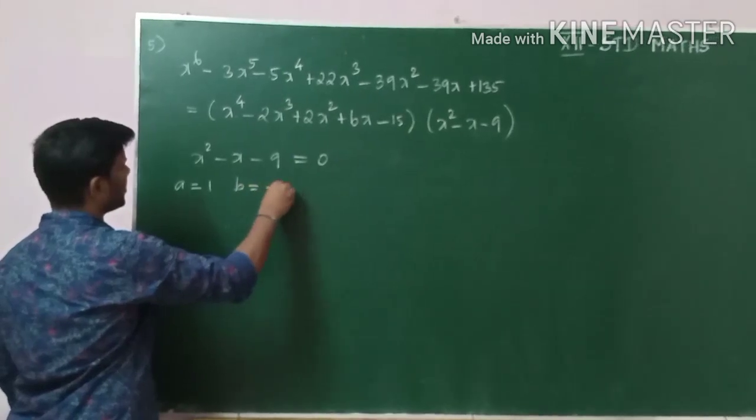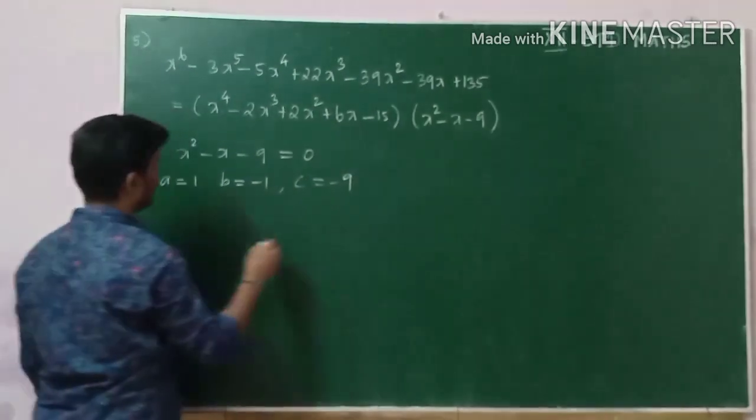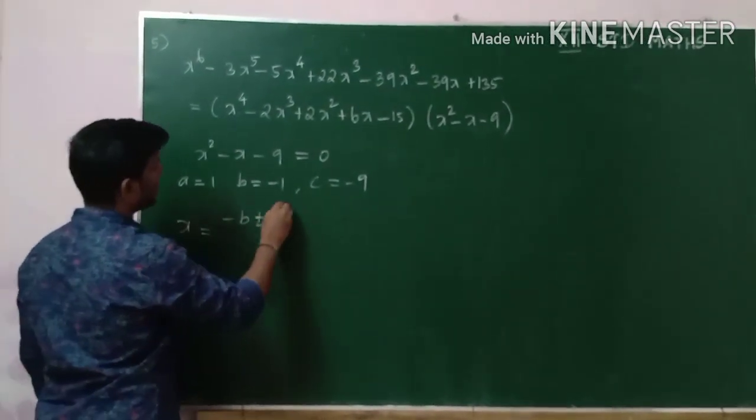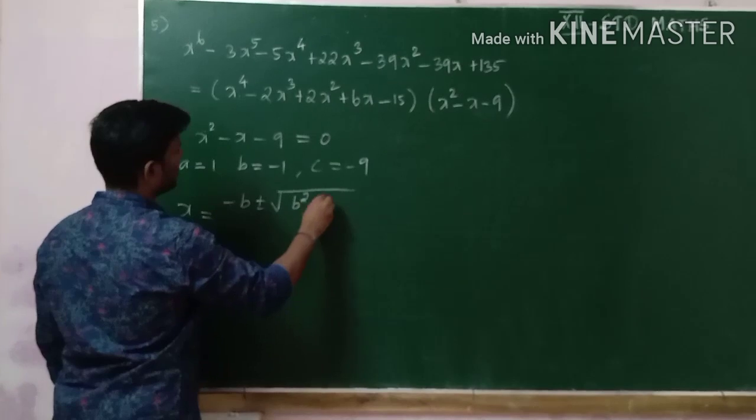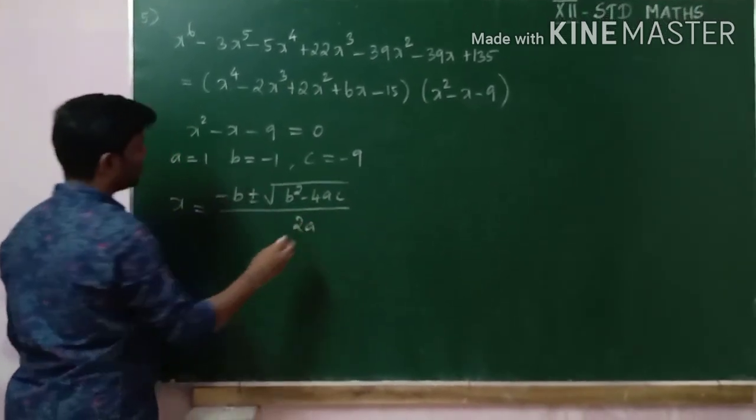B is what? Coefficient of x, so minus 1. And C is what? Minus 9. What is our quadratic formula? Minus b plus or minus square root of b square minus 4ac, whole divided by 2a.